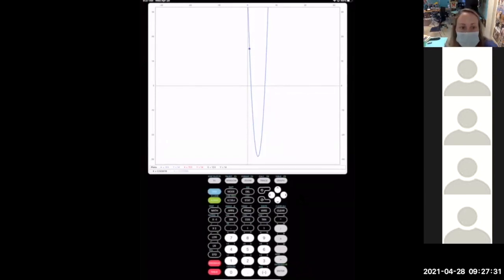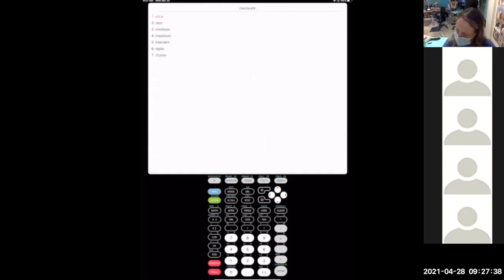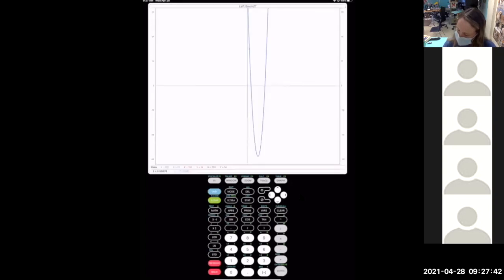And the way we find the x-intercepts is we do second trace and then 0. And then we have to do left bound. So if you see at the top of the screen, it says left bound question mark. That means we press enter on the left side of the x-intercept. And then we have to scroll to the right until our scroller is on the right side, which I don't see my scroller.